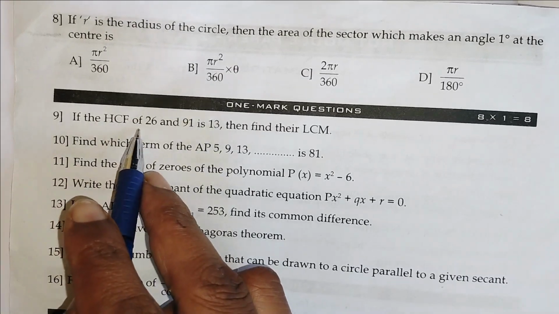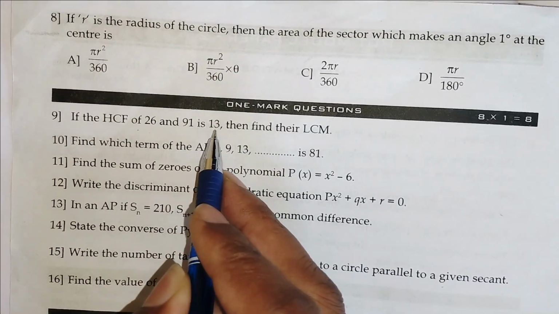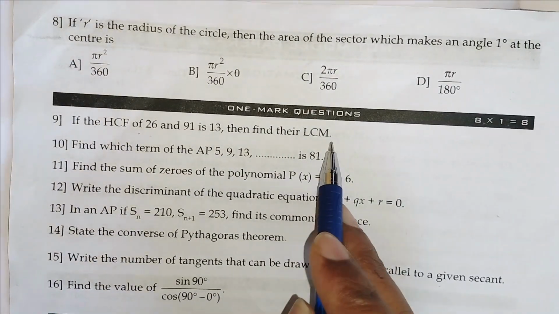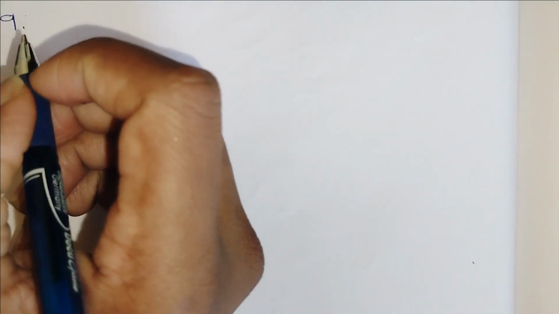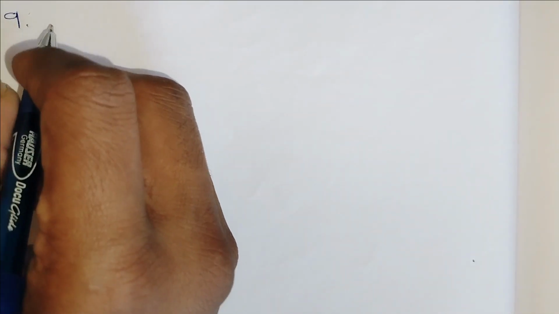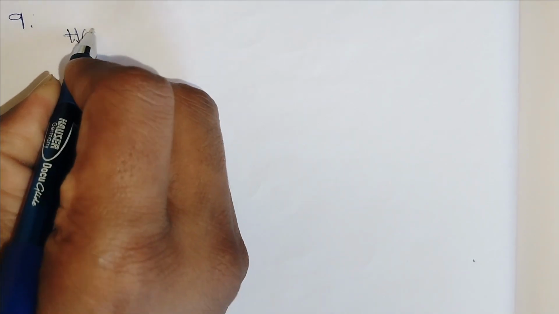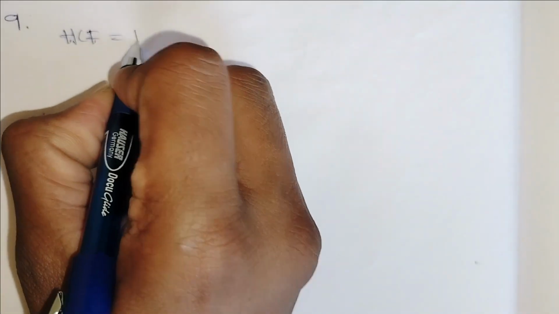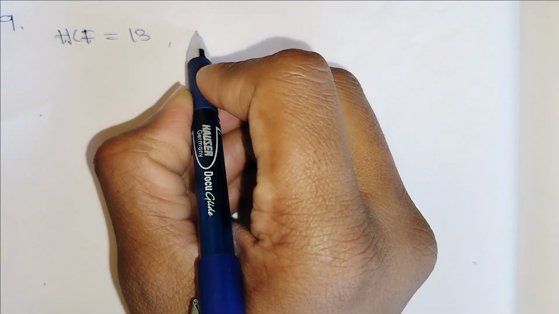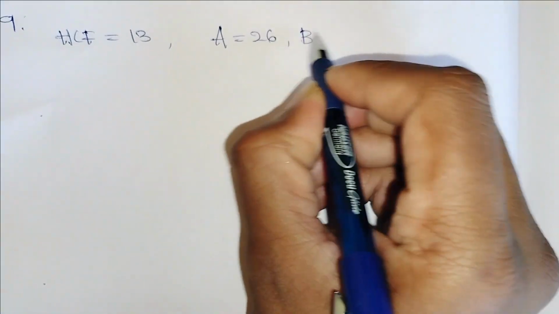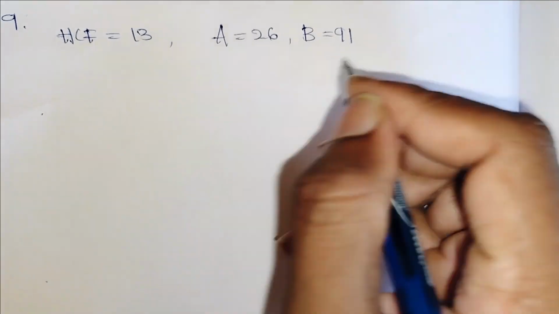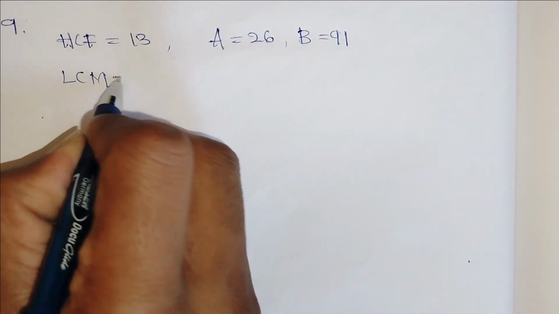If the HCF of 26 and 91 is 13, then find their LCM. Okay, it is the ninth question. HCF is given as 13 and the terms are given: A equals 26 and B equals 91. So we have to find the LCM of both.